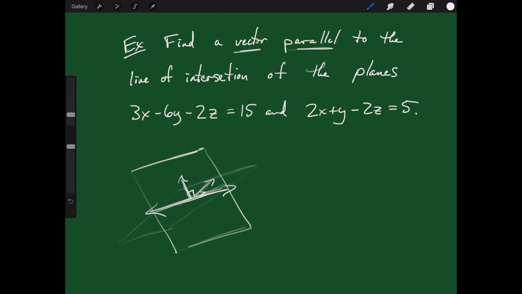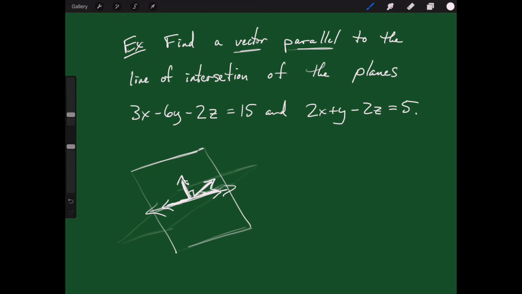Well, if it's perpendicular to the first normal vector and the second normal vector, then it must either point this direction or this direction. Either way, it is parallel to that line. So in other words, if I could find a vector that's perpendicular to the first normal vector and the second normal vector, then I've got what I want. So really, I just need to cross the two normal vectors, and then that will give me my answer.